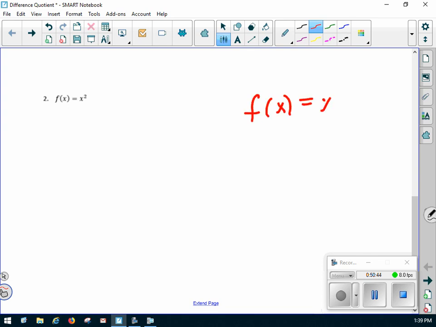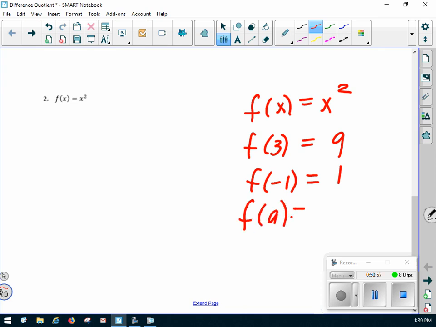F of x equals x squared. What's f of 3? 3 squared, which is 9. What's f of negative 1? Negative 1 squared, which is 1. What's f of a? A squared. What's f of c? C squared.